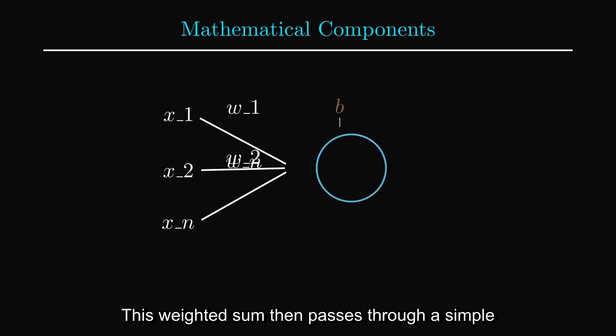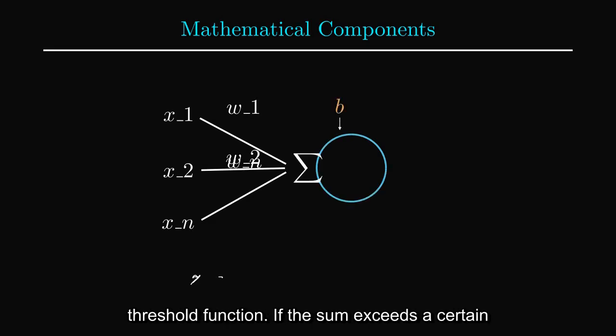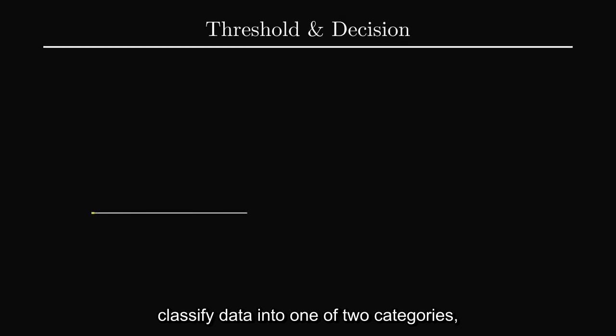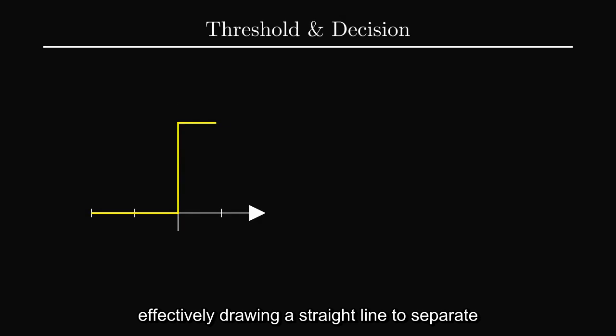This weighted sum then passes through a simple threshold function. If the sum exceeds a certain value, the perceptron fires or outputs a 1, otherwise, it outputs a 0. This allows it to classify data into one of two categories, effectively drawing a straight line to separate them.